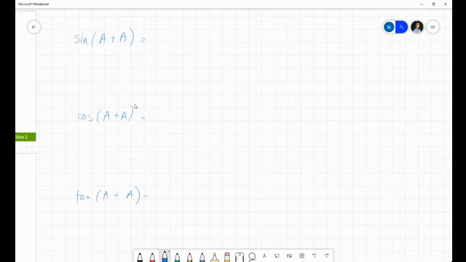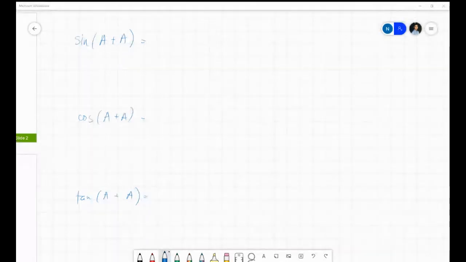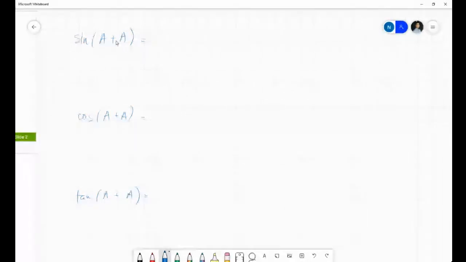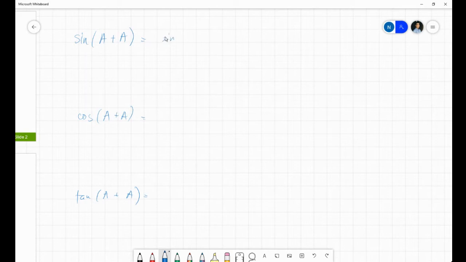All right, how are we doing? You got it? You need more time? I think I got all three. Okay, great. All right, so sine A plus A. So the formula is sine A cosine A plus cosine A sine A. Well, since they're the same thing by the commutative property, we have 2 sine A cosine A.